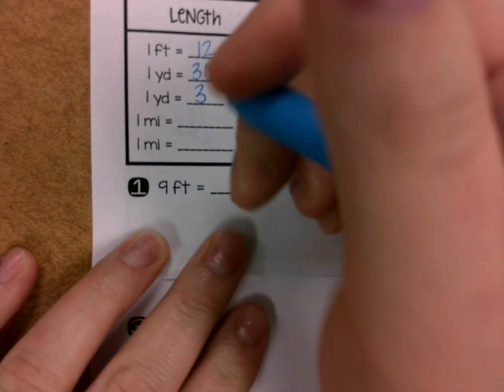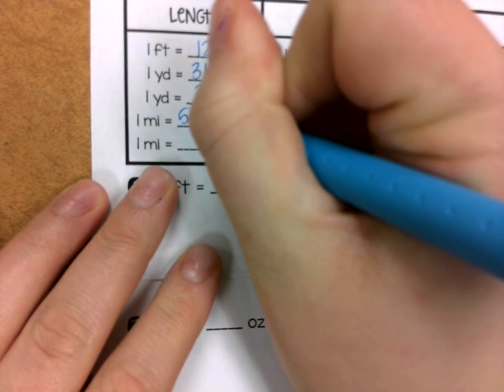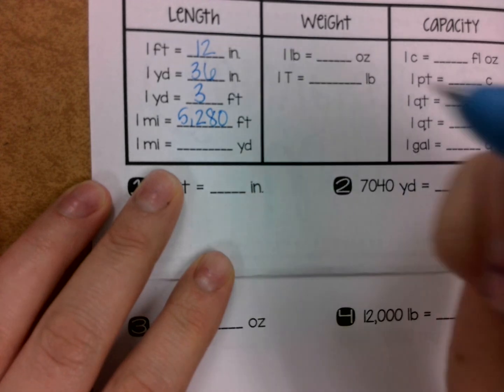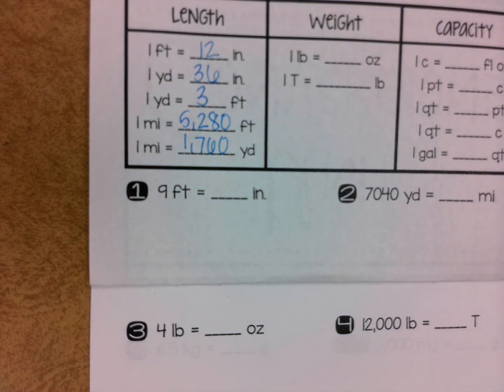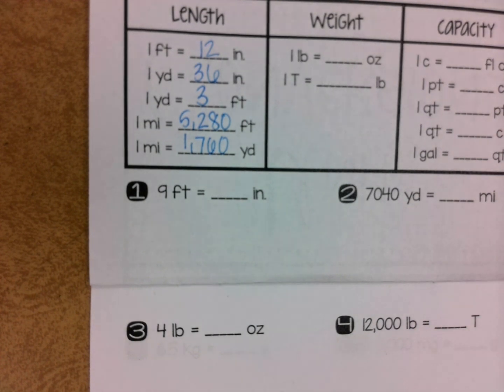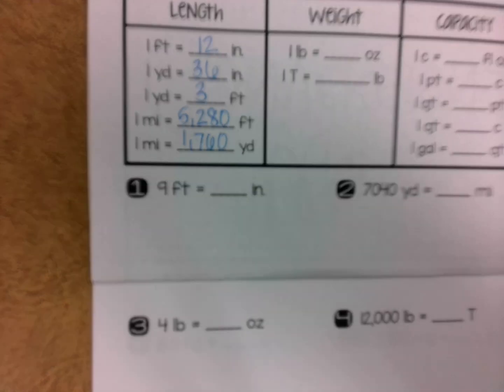1 mile is 5,280 feet, and 1 mile is 1,760 yards. Then moving on to weight.